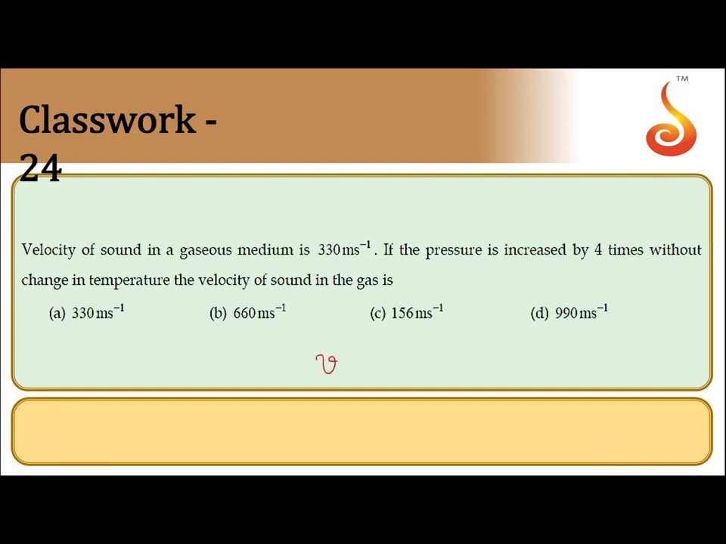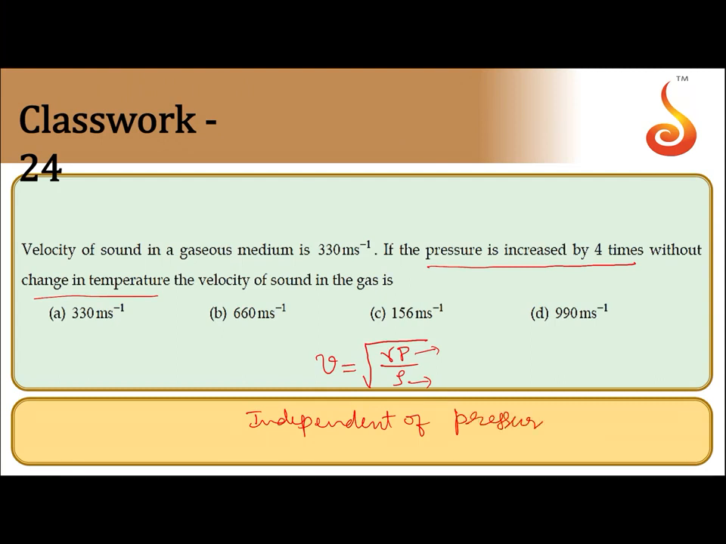See, we know that velocity of sound according to Newton-Laplace formula in air is given by root of gamma p by rho. Now you are making the pressure 4 times without changing the temperature. When temperature is not changed, if the pressure is made 4 times, density also becomes 4 times, so the ratio P by rho remains constant. So as long as temperature is constant, velocity of sound is independent of pressure. Since it is independent of pressure, it will remain at 330 meter per second. That is option A.